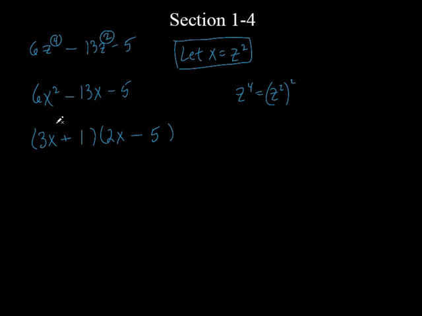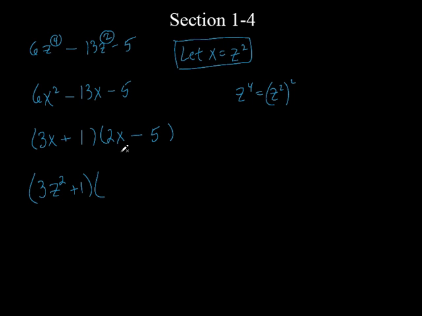Because remember, we're not really doing this with x. We're doing it with z. Remember what x is equal to? X is equal to z squared. So let's replace this with a z squared. So it's going to be 3 instead of x. Remember what x is equal to? It's z squared. So I just replace this with a z squared.